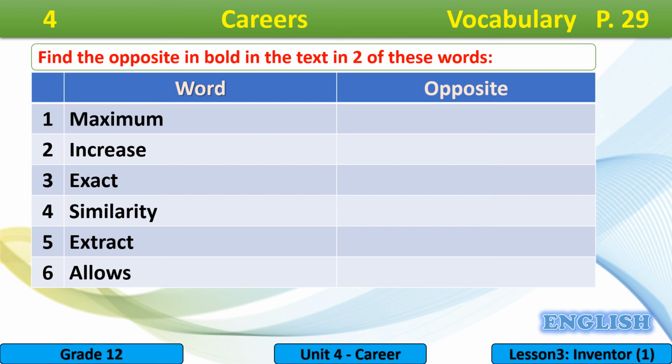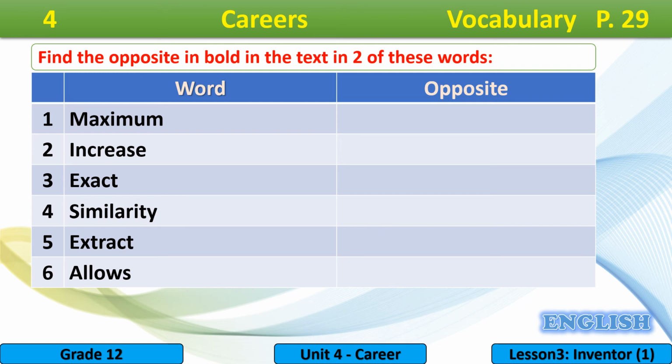Now in this exercise, we have to find the opposite in bold in the text for these words. Now the words written to the left are maximum, number 2, increase, number 3, exact, number 4, similarity, number 5, extract, and the last one, number 6, allows. Pause the video, write your answers, and come back to check.